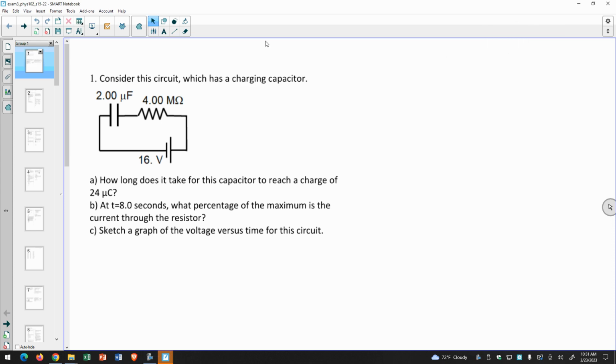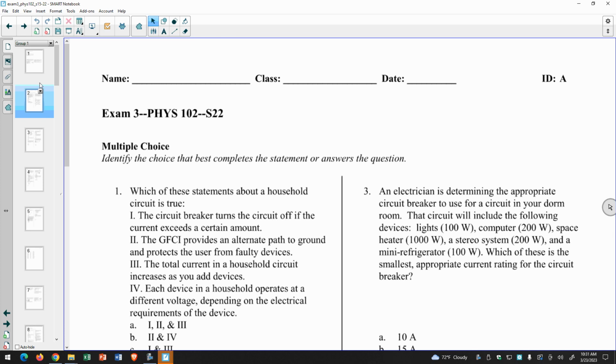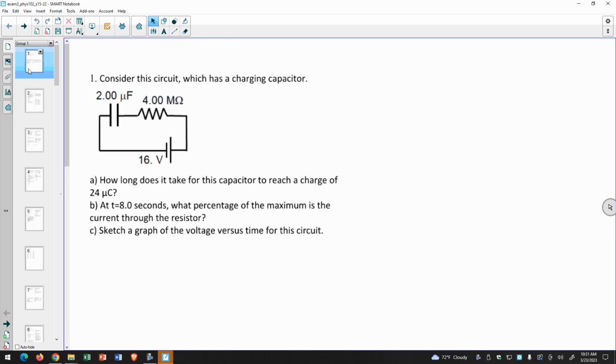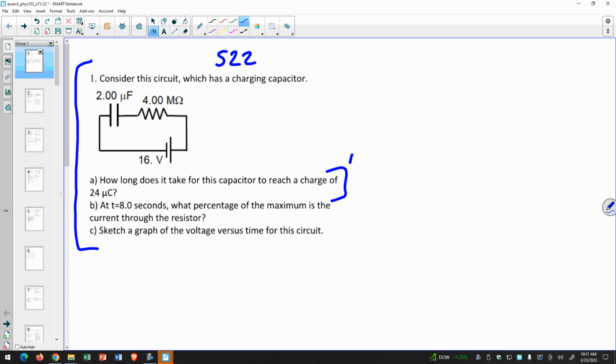I know we're not really focusing on the free response that much, but your free response will be a lot like the one from the spring 22, last spring. You're going to have a circuit problem that will look a lot like this. I do want you to recognize here this part A. This is something that you'll need to practice.